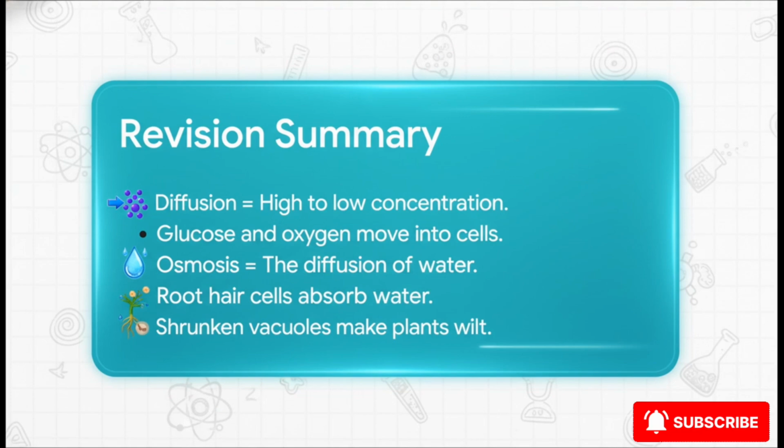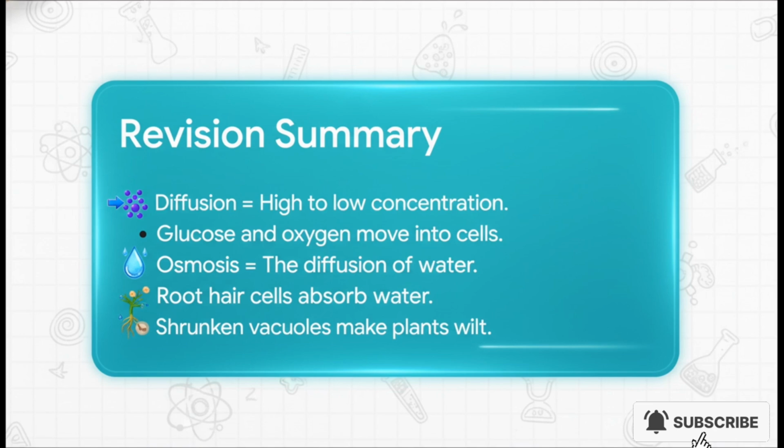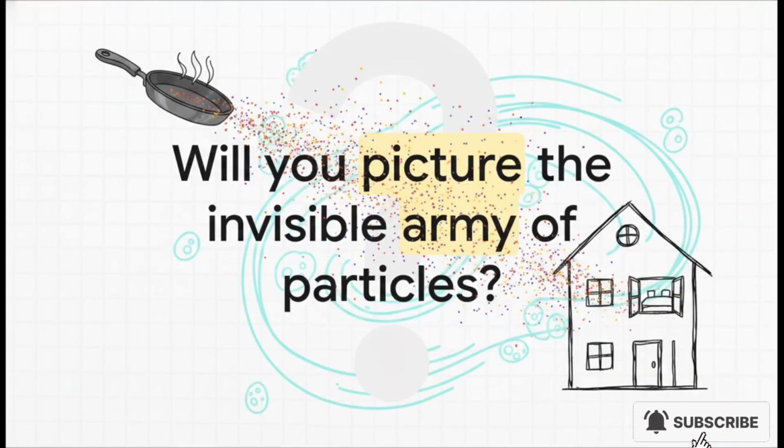So let's lock in the crucial points we've uncovered today. Number 1, diffusion is always movement from high to low concentration. Number 2, glucose and oxygen diffuse into our cells for respiration. Number 3, osmosis is just the special scientific word for the diffusion of water. Number 4, root hair cells act like tiny microscopic drinking straws to absorb that water from the soil. And finally, number 5, if a plant lacks water, its vacuoles shrink, the cells get floppy, and the whole plant wilts. You absolutely crushed it today.